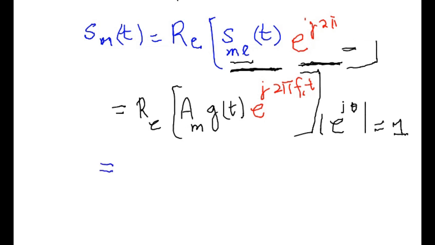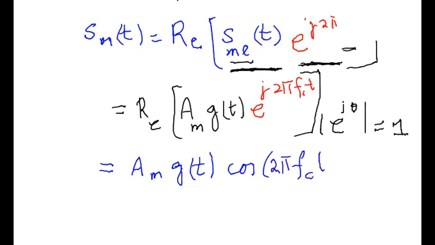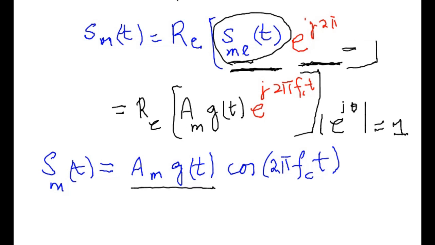Now further, taking the real part only, because our signals are real, we can write it as A m g of t cos of 2 pi f c t. So this is the carrier modulated pulse amplitude modulated signal, where this is the low pass equivalent of the carrier modulated signal.